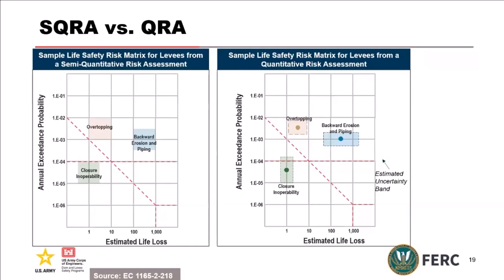I'm curious about using incremental consequence in the analysis. It seems like the magnitude of the incremental consequence might be related to certain assumptions you make about the failure. Are you always assuming catastrophic failures? How do you decide your incremental consequences?